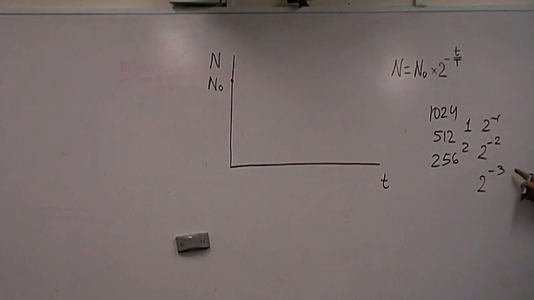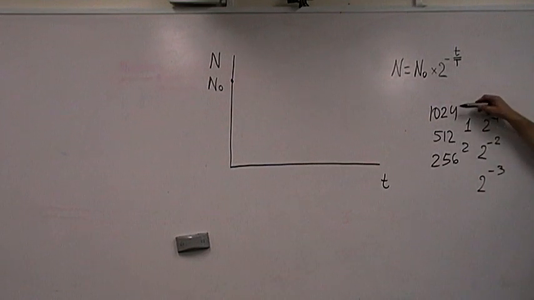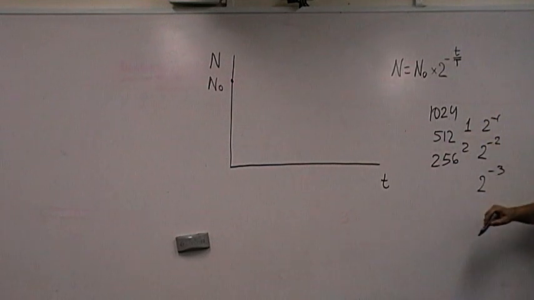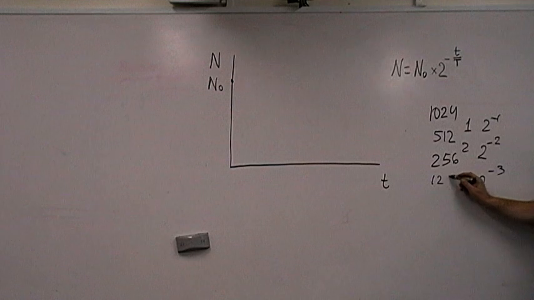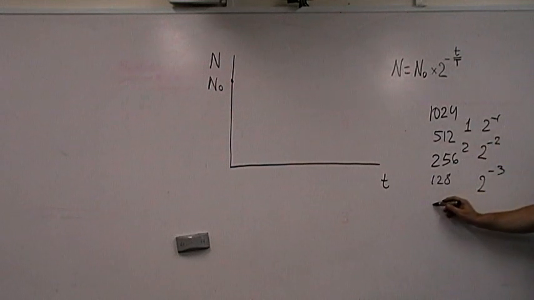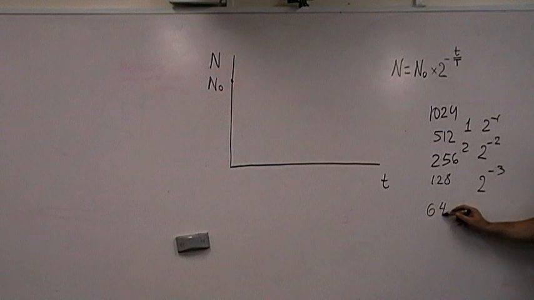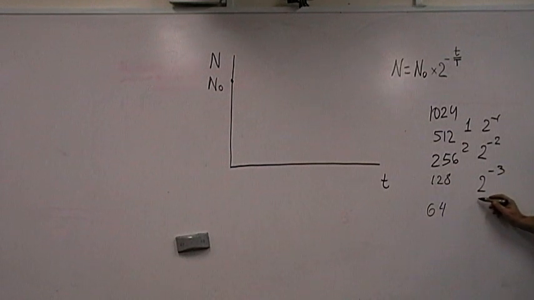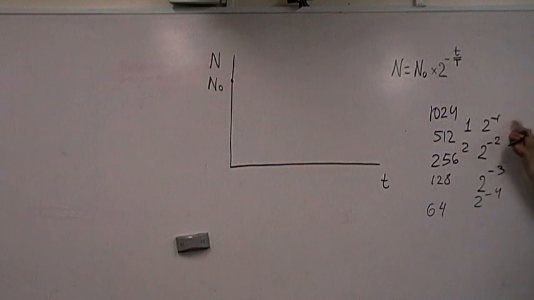So what is the power? How many half-lives have passed, the number of half-lives. Does that make sense? So this power will be the number of half-lives. We divide by 4, then we have 128, we divide by 8, then divide again by 2, it will be by 16, so that will be 2 to the negative 4, and so on. So the power is the number of half-lives.